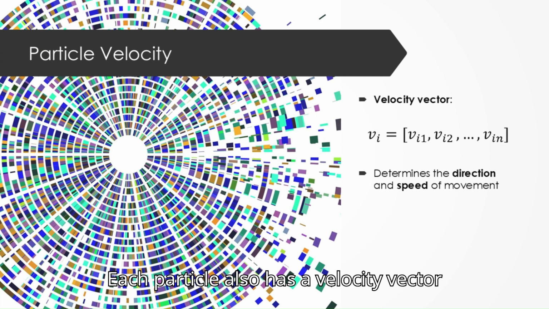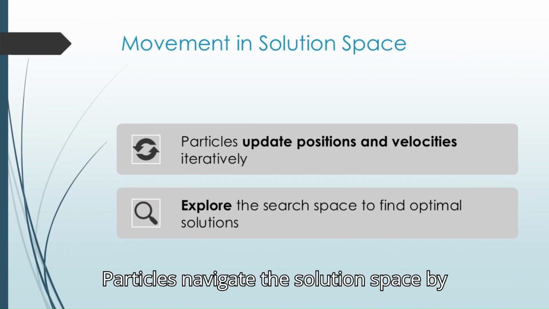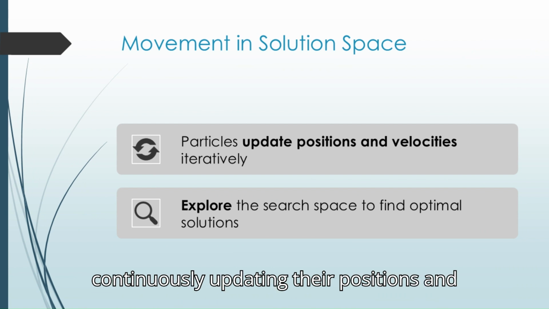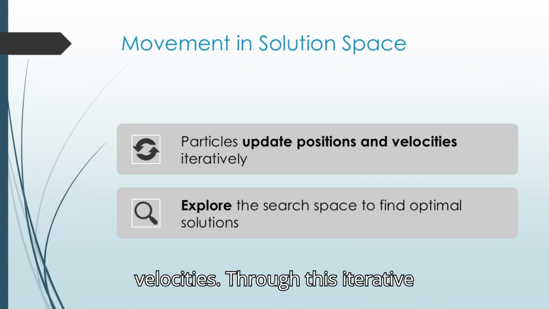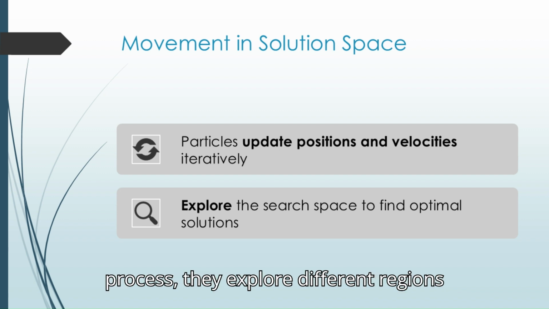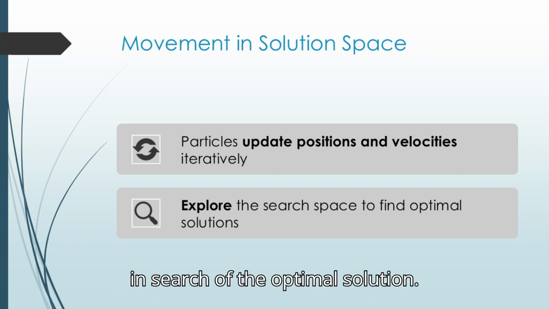Each particle also has a velocity vector, v sub i, which dictates how it moves through the solution space. The velocity components influence both the direction and speed, guiding the particle toward promising areas. Particles navigate the solution space by continuously updating their positions and velocities. Through this iterative process, they explore different regions in search of the optimal solution.